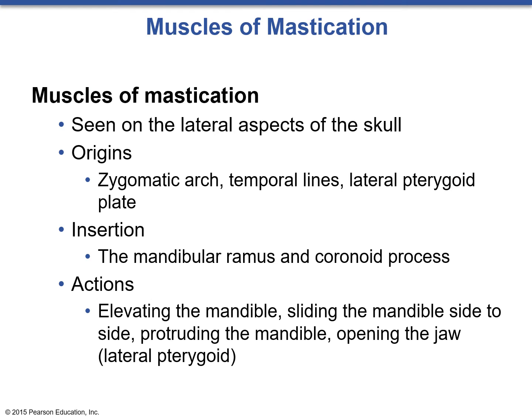Next are the muscles of mastication at the temporomandibular joint. There are relatively few muscles of the face that are involved in chewing, although other facial muscles may contribute to eating. Here, the origins of all of these mastication muscles are going to be on the zygomatic arch, temporal lines, and the lateral thyroid plates. Insertion is going to be the mandibular ramus and coronoid process, and the action is going to be elevating or sliding the mandible and moving it around.